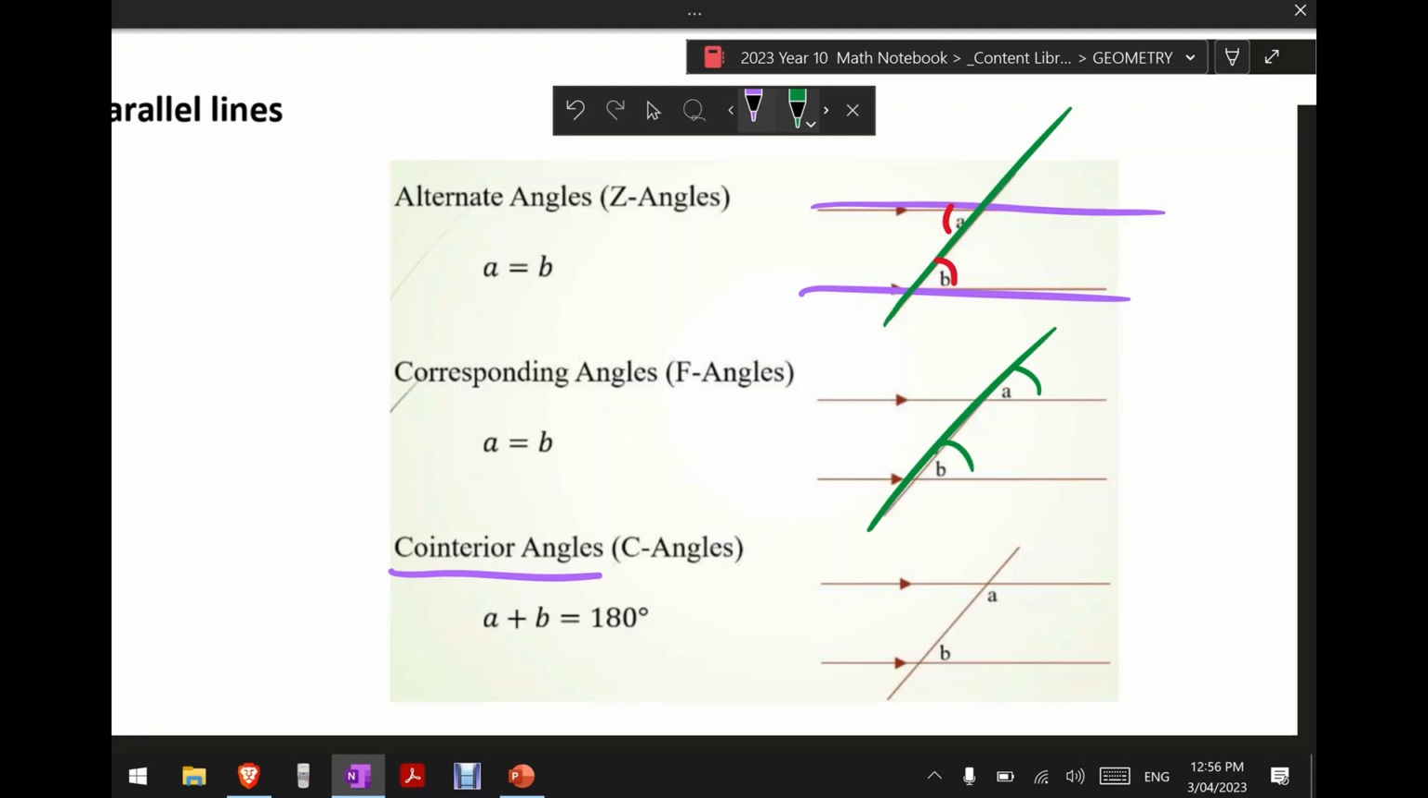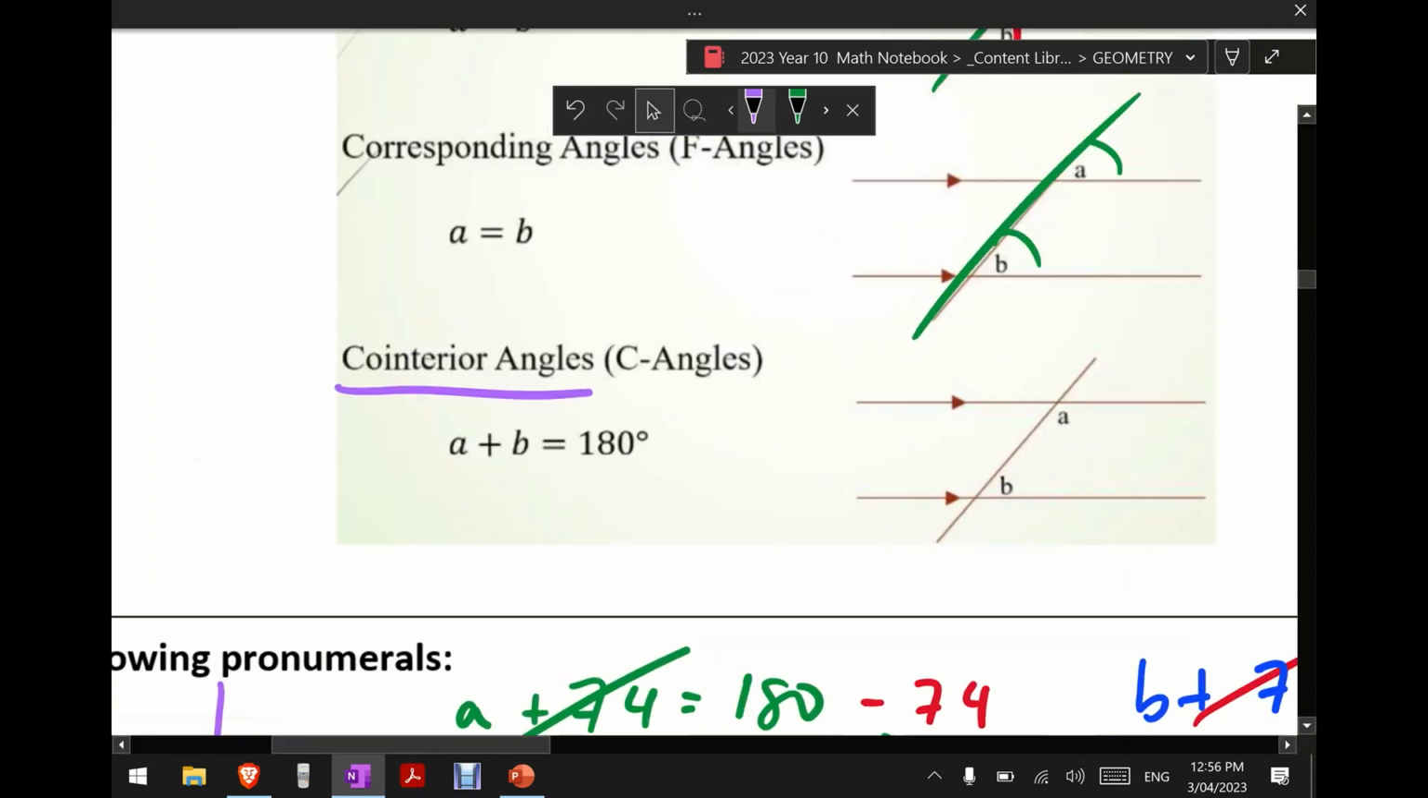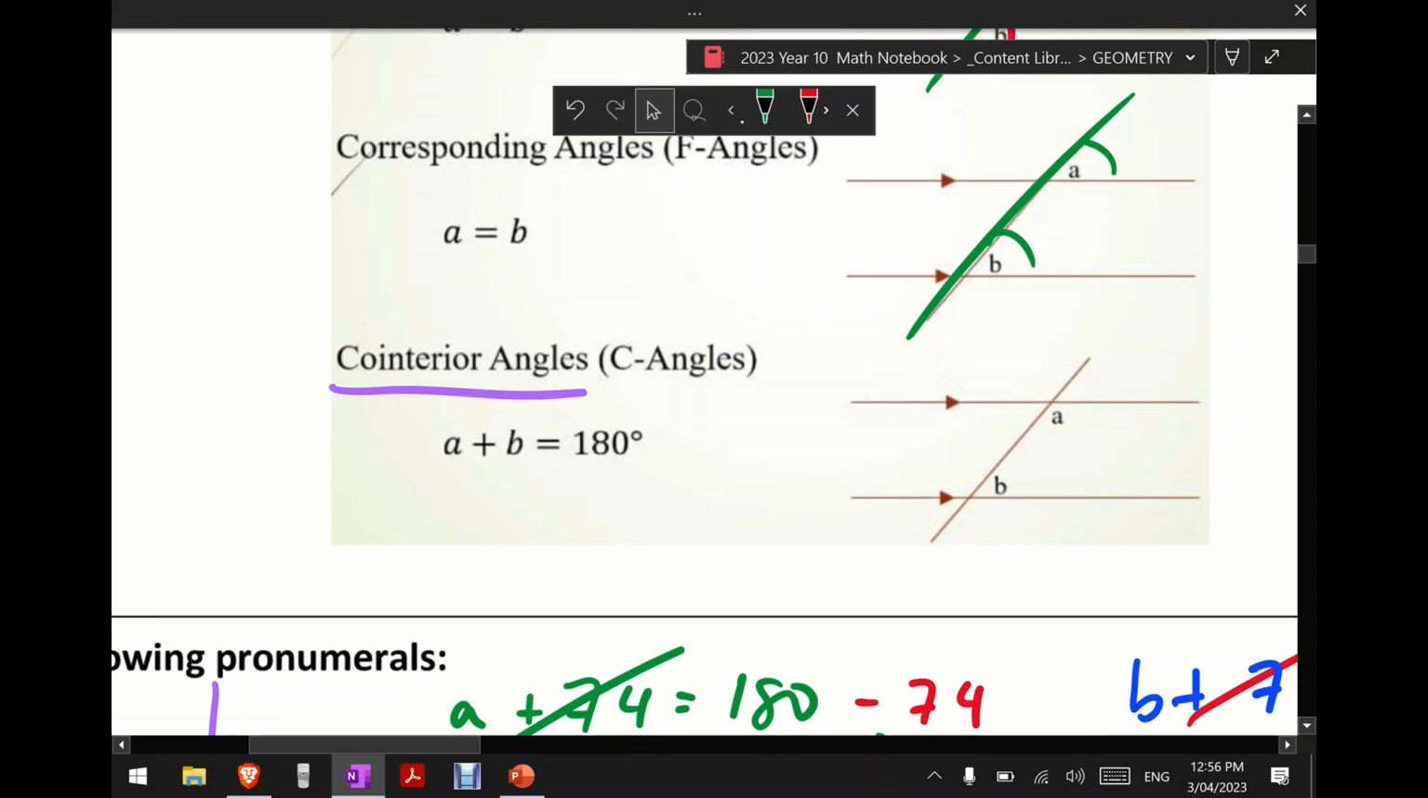And then for co-interior angles, the reason why it's called co-interior is because it's inside. You can see the word interior, inside of that side here. So if you're looking at this shape, it's the inside there.